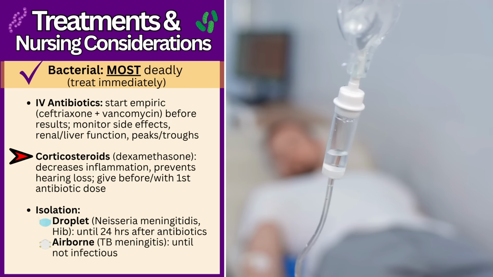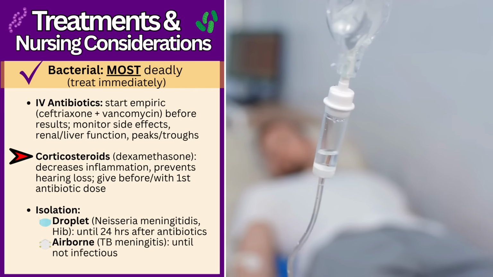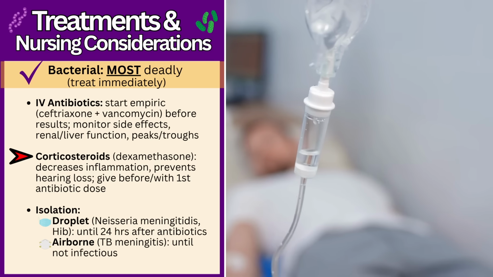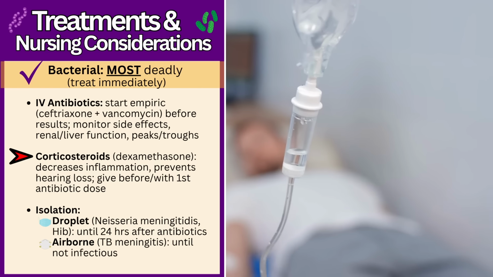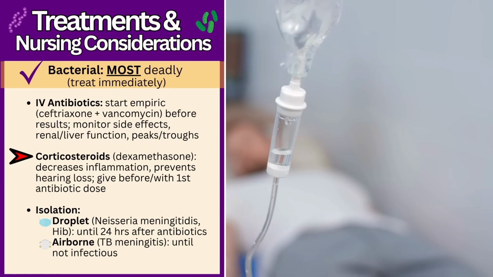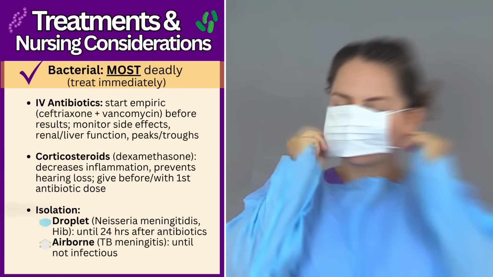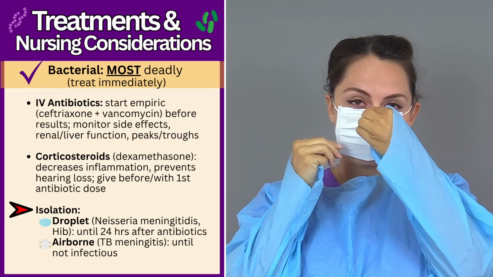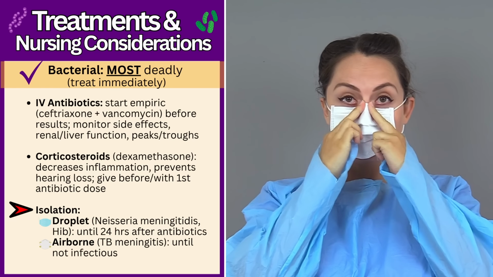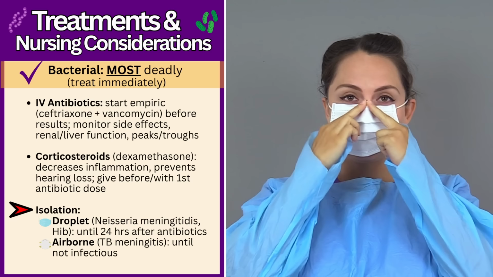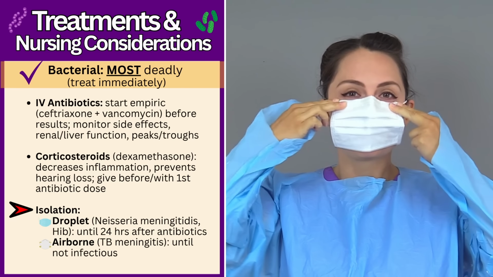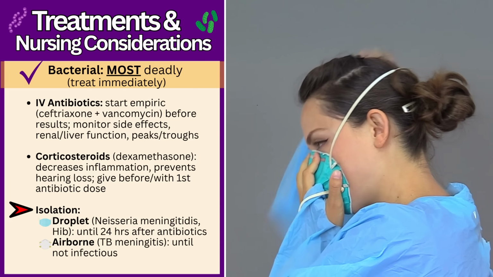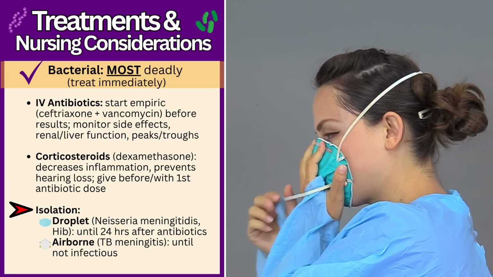Also, sometimes corticosteroids like dexamethasone are used, and this will help decrease inflammation and could prevent hearing loss. One thing you want to remember is that this should be given before or with the first antibiotic dose to be most effective. Isolation precautions need to be initiated, such as droplet, especially if the patient has Neisseria meningitidis or Hib, and this is until 24 hours after antibiotics have been started or whatever your hospital protocol dictates. And airborne precautions if the patient has TB meningitis, and this is until they're non-infectious.